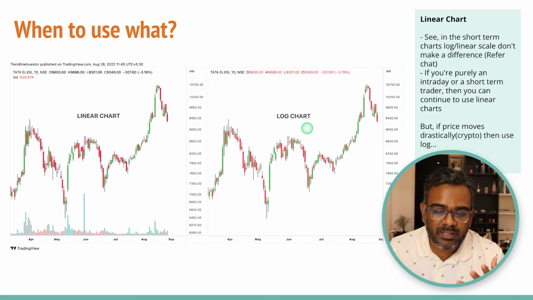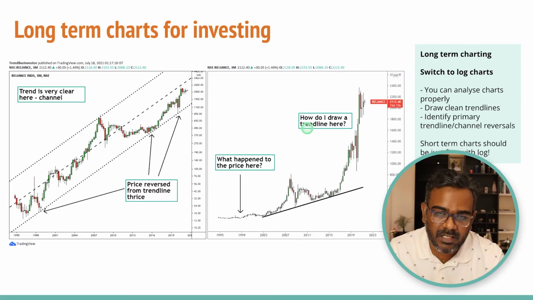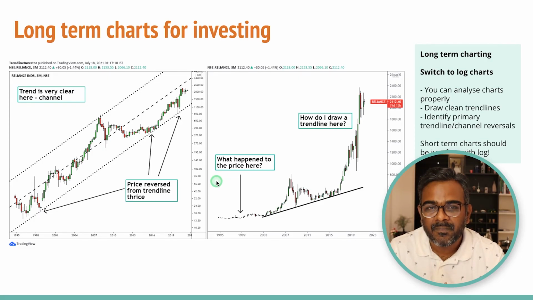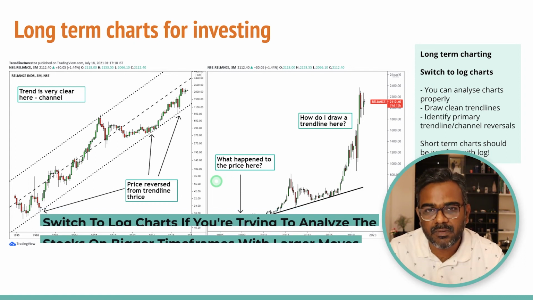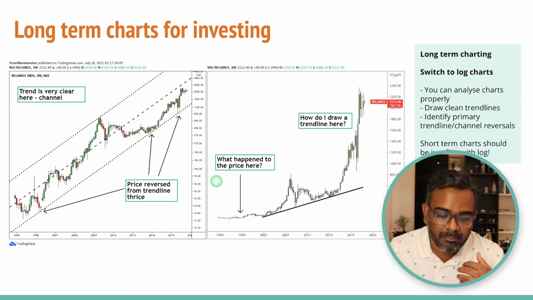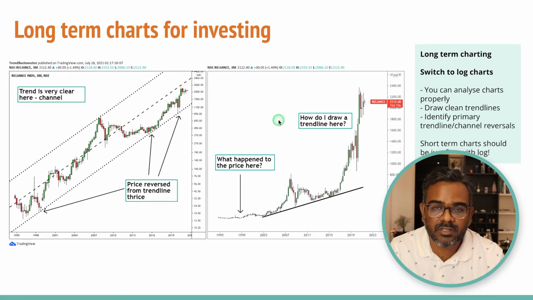But if you're using long-term charts, especially for investing, and a stock has moved up, let's say 5 times, 10 times, or even more, or even in the short term if a stock has moved, let's say 3x, 4x, then you have to switch to log charts. In long-term charts, definitely you should be switching to log charts because of what you see here. On the left side I'm using a log chart, and on the right side I'm using a linear chart.